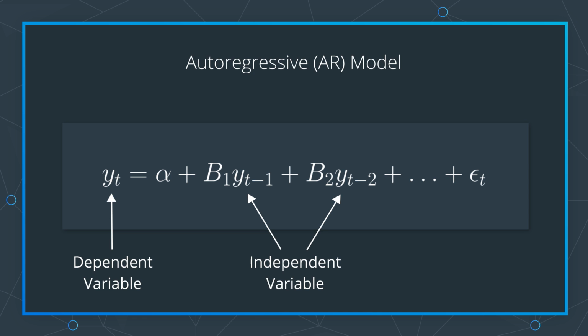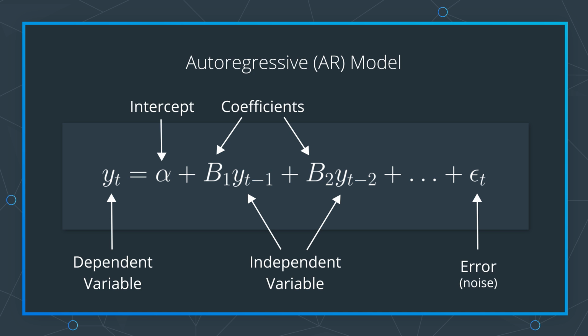An autoregressive model, also called an AR model, tries to fit a line that is a linear combination of previous values. The AR model includes an intercept, which represents some constant that is independent of the previous values. The AR model also includes an error term, which represents movements that cannot be predicted using the previous values.